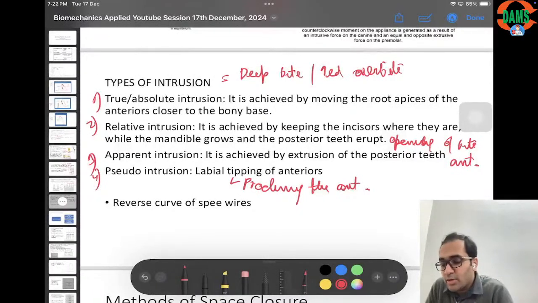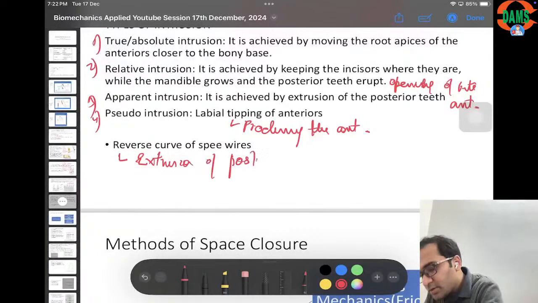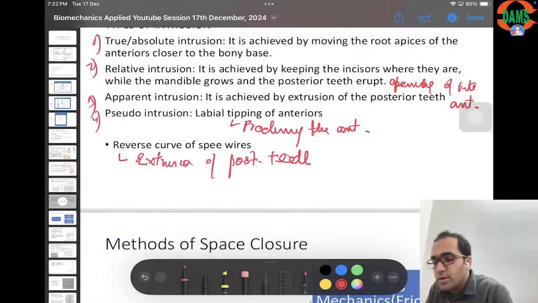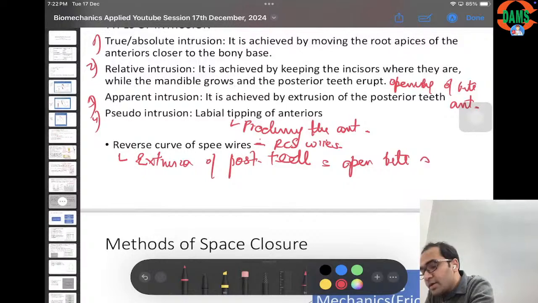Okay, and the next concept is the reverse curve of Spee wire. So what are they used for? They are used for extrusion of posterior teeth. In the exam they can give you this, or its short form, that is RCS wires. So RCS wires are used for extrusion of posterior teeth so as to open the bite anteriorly.